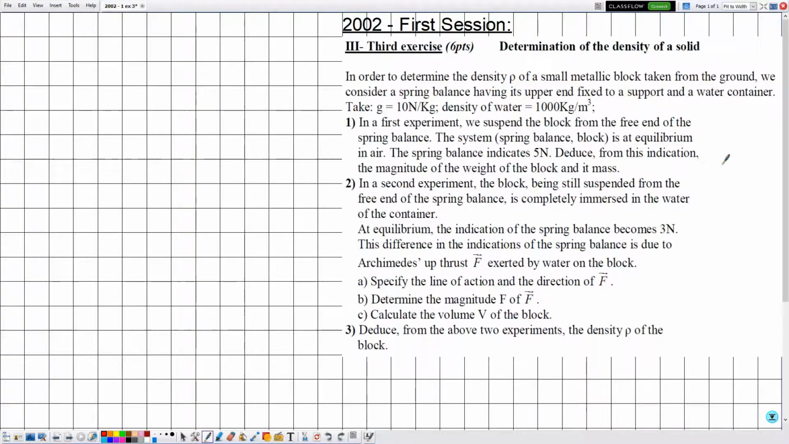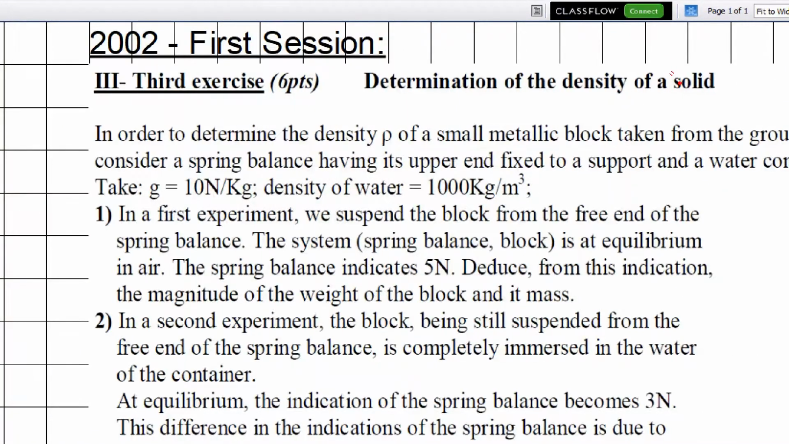In this one we are going to solve an exercise related to mechanics and the chapters of mechanical actions, equilibrium of a body and Archimedes upthrust. This exercise was a previous one in the brevet exams in 2002 first session, third exercise. The title of this exercise is determination of the density of a solid.